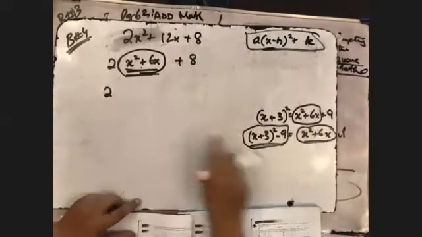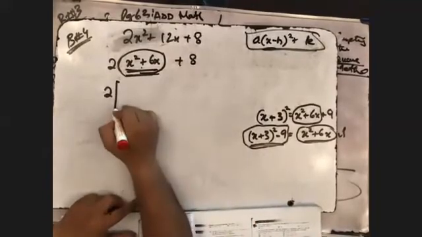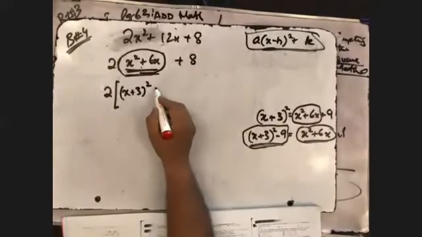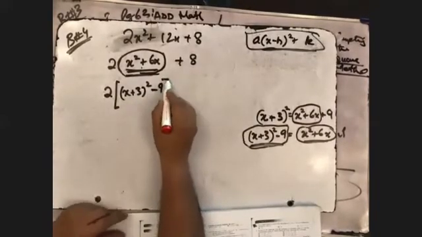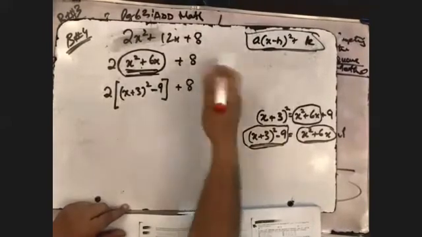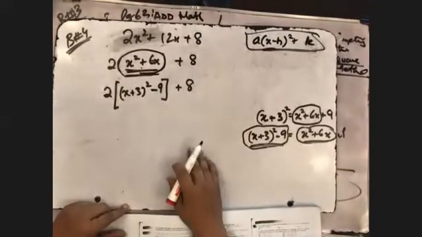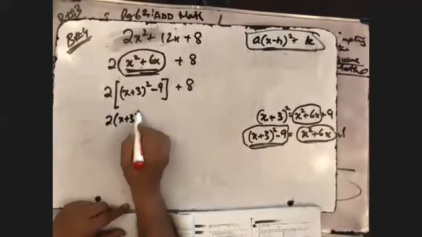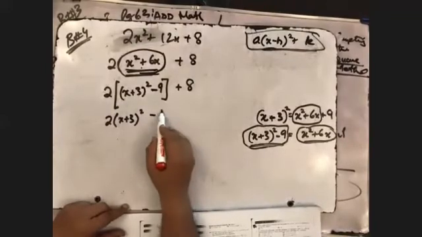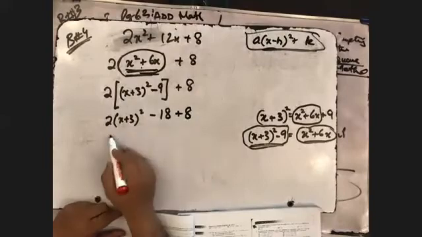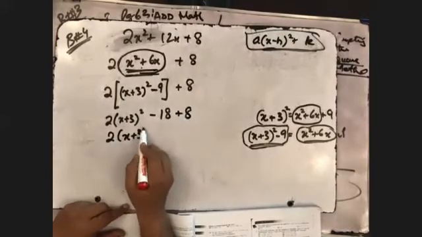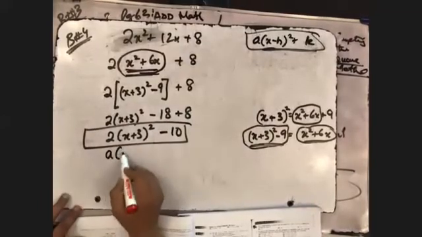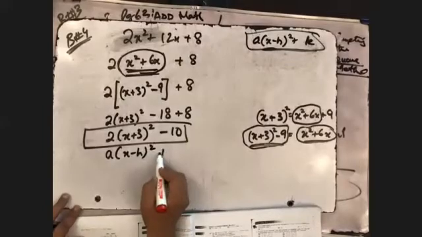I write down 2 here because it's already got a sub bracket. I have to increase the bracket size. I do x plus 3 whole thing squared minus 9. The plus 8 is a constant, it remains there. I now multiply this by this. I get 2 times x plus 3 whole thing squared. 2 times minus 9 is minus 18 plus 8. 2 times x plus 3 whole thing squared minus 10. Congratulations. It's in the format of a into x minus h whole thing squared plus k.